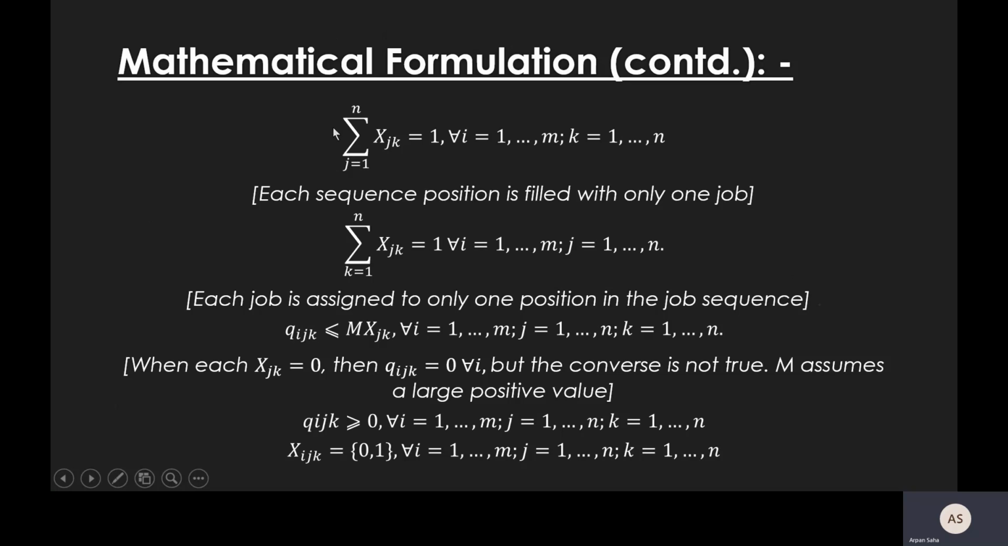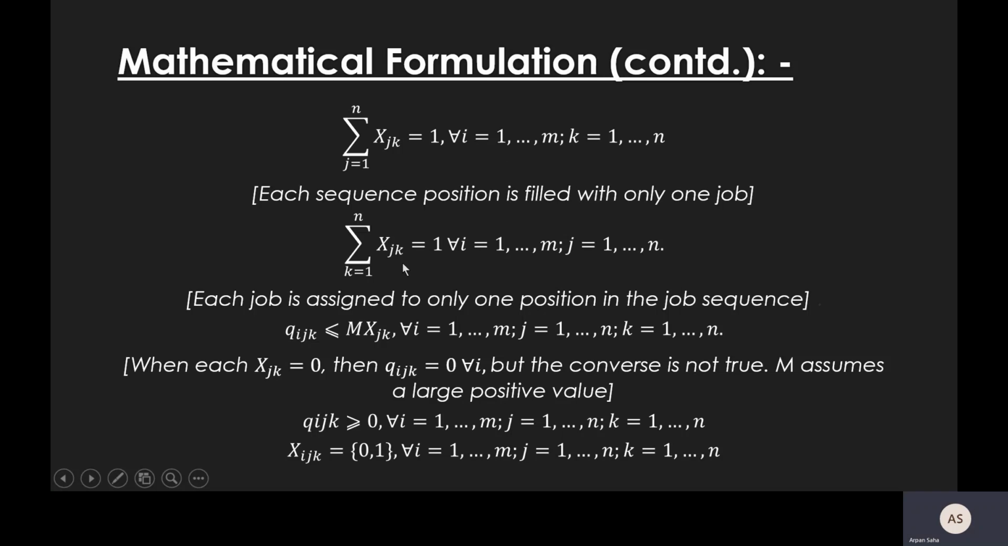The third constraint means that each sequence position is filled with only one job. So this is also very trivial, that if we are to fill up n spaces with n jobs, then of course there should be one job at each position, at each space. So this is what this constraint means.